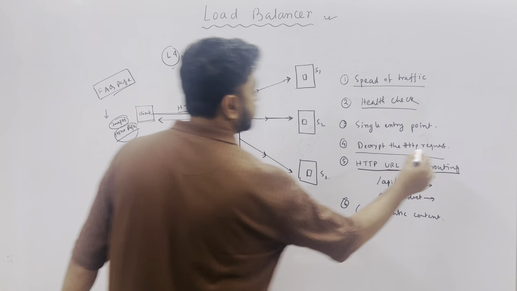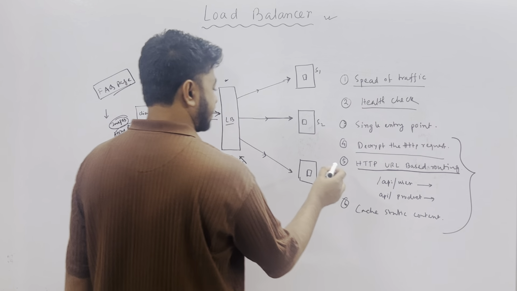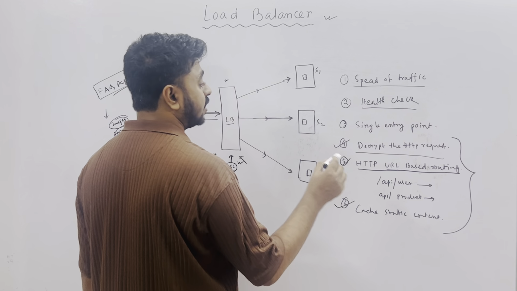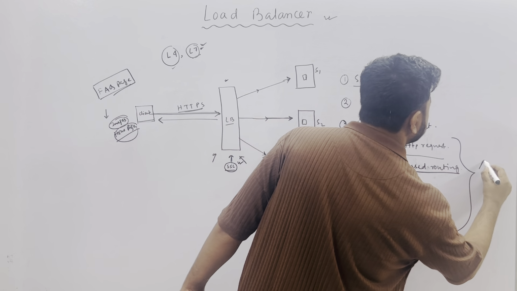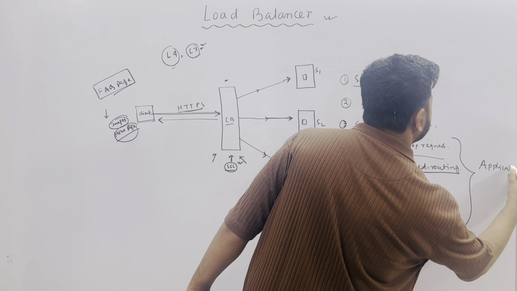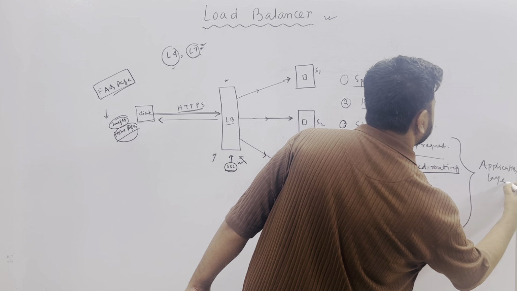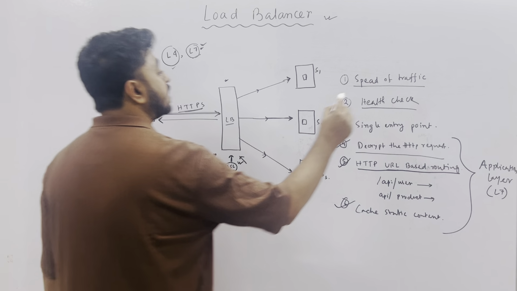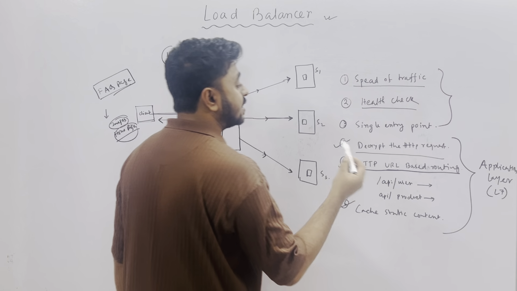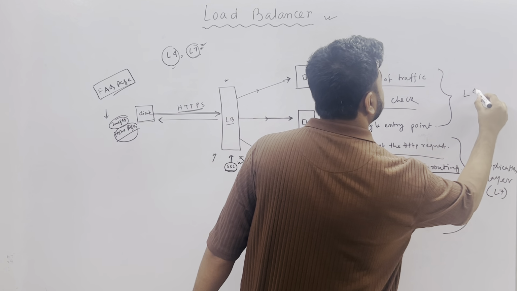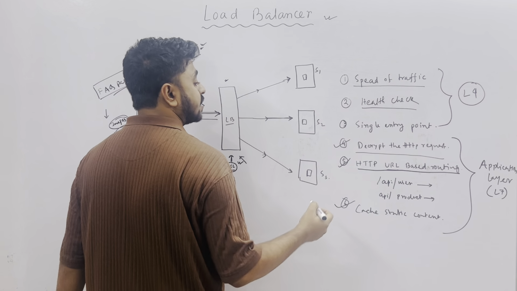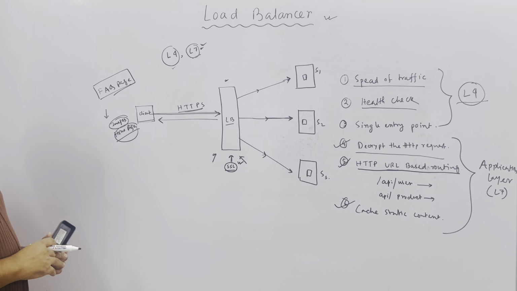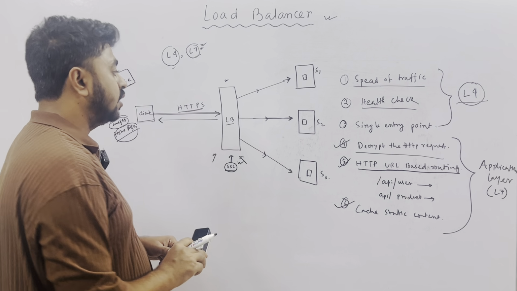So all these things, decrypting the HTTP request, HTTP URL based routing, caching static content, are done by the advanced application layer level load balancer, that is, the L7 load balancer, right. But the basic tasks, that is spreading traffic, health check and single entry point, get done by the basic load balancer, that is L4, okay. L4 is the basic load balancer, okay. I hope you got it till now.